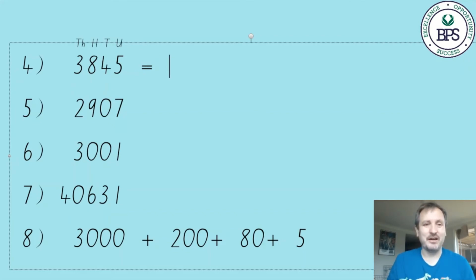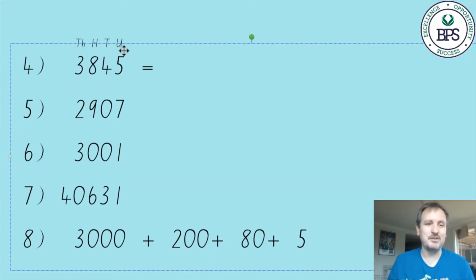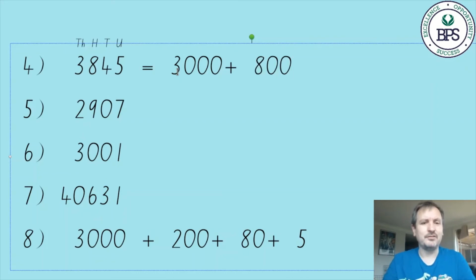All right, so our first number was 3,845. I wrote the little symbols above to help you out here. Remember, the U means units or ones. That's my Englishness coming through there. So 3,845. If we say it, we can hear there's 3,000 plus 800 plus 40 plus 5. 3,845. How'd you go? Did you get that one right?